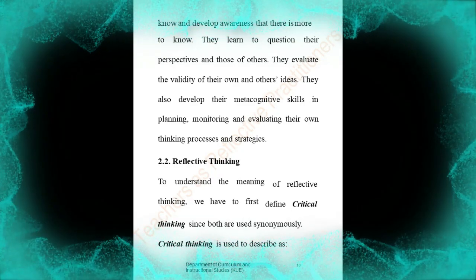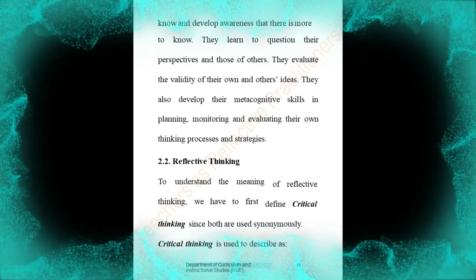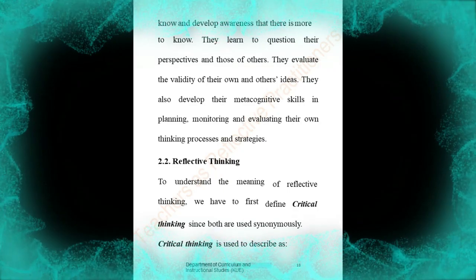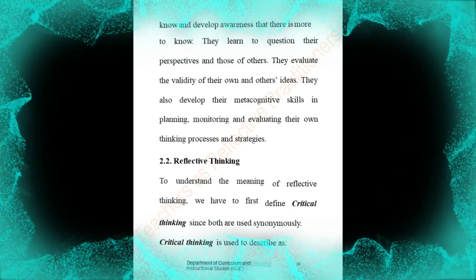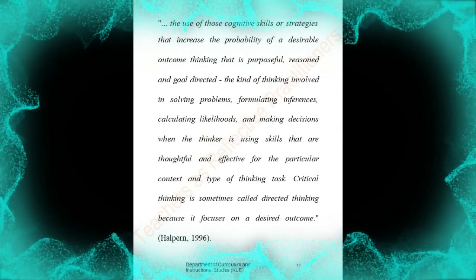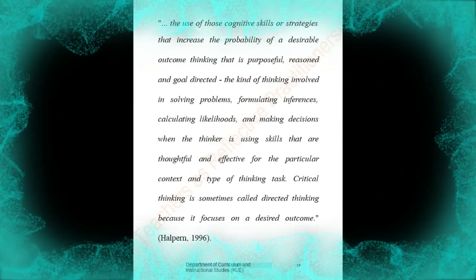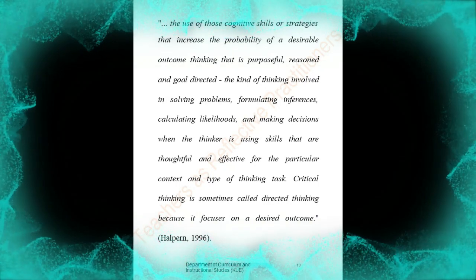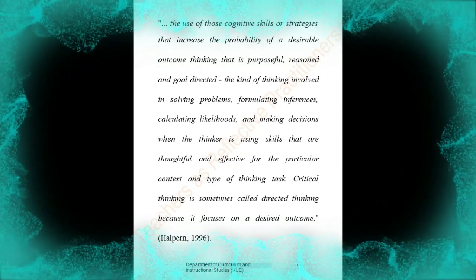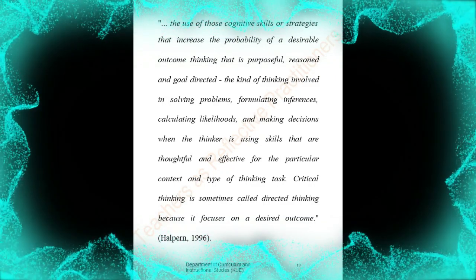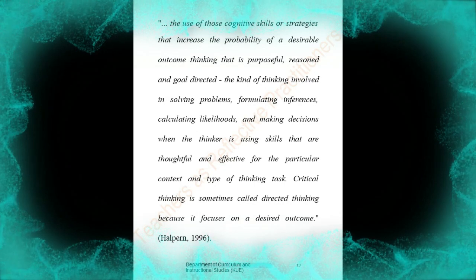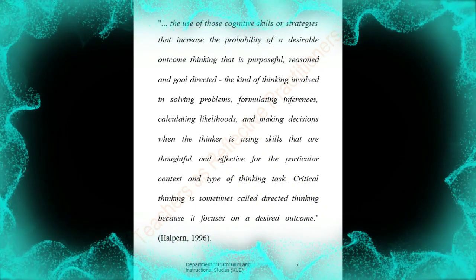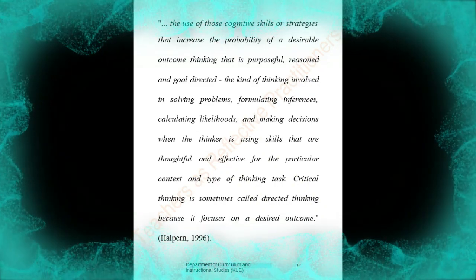2.2. Reflective thinking. To understand the meaning of reflective thinking, we have to first define critical thinking, since both are used synonymously. Critical thinking is used to describe the use of those cognitive skills or strategies that increase the probability of a desirable outcome, thinking that is purposeful, reasoned and goal-directed, the kind of thinking involved in solving problems, formulating inferences, calculating likelihoods, and making decisions when the thinker is using skills that are thoughtful and effective for the particular context and type of thinking task.